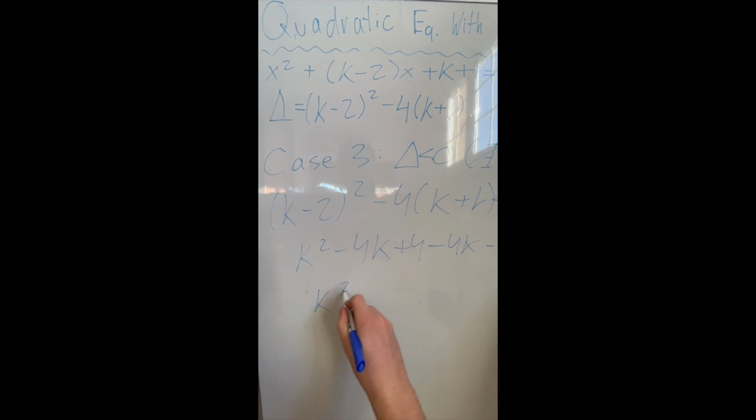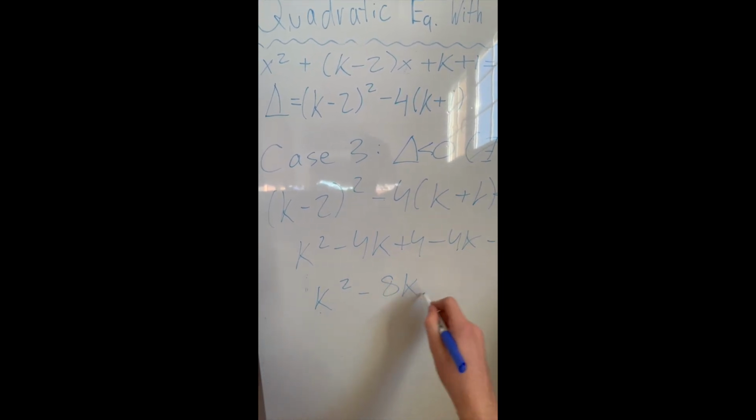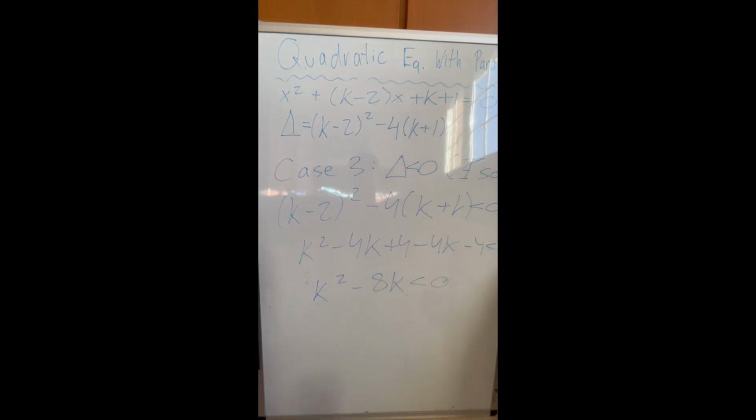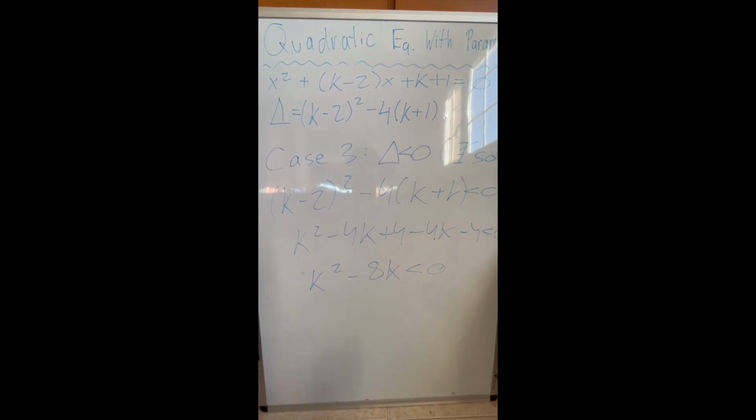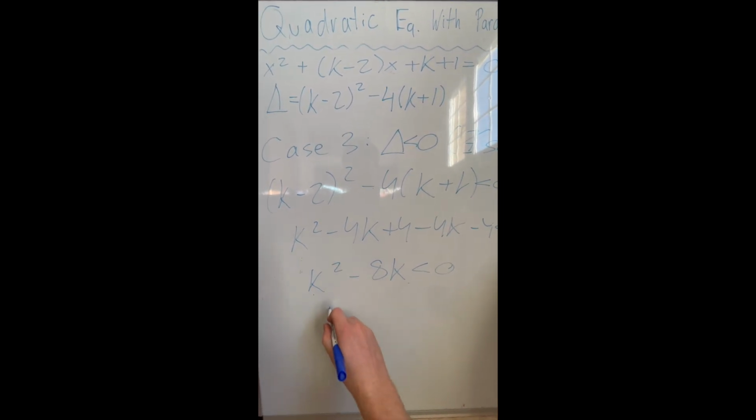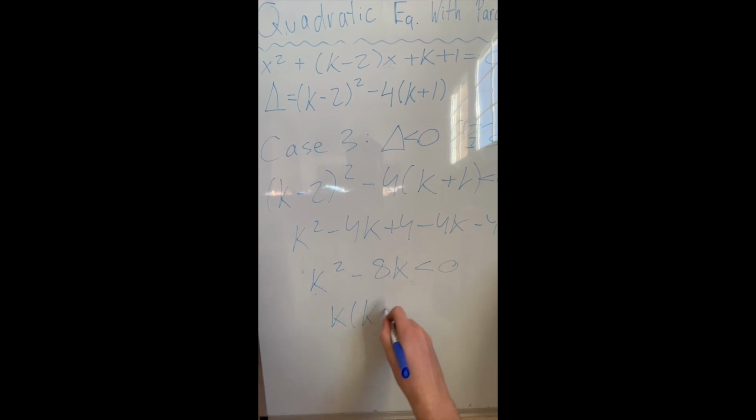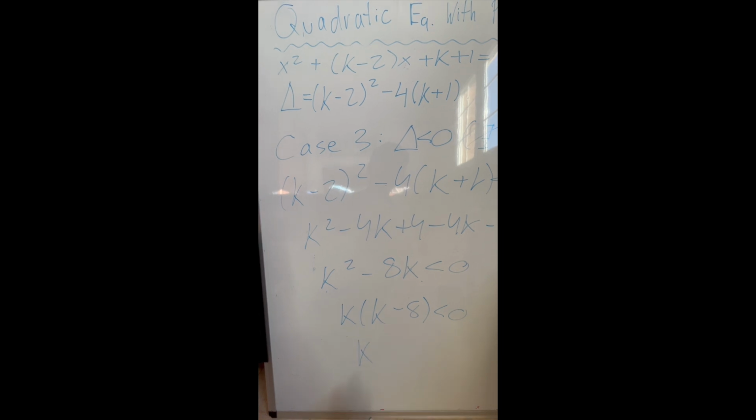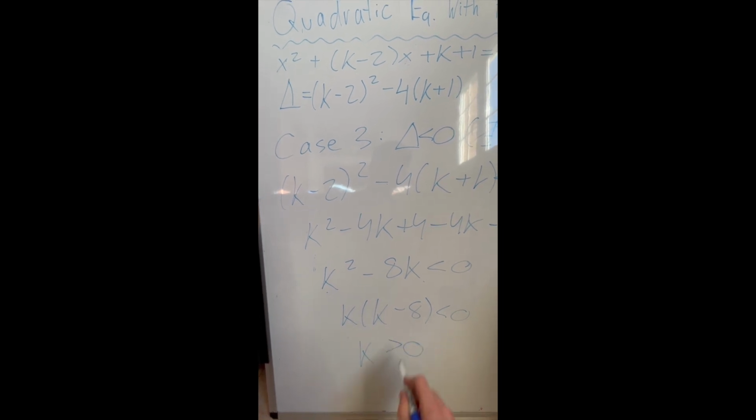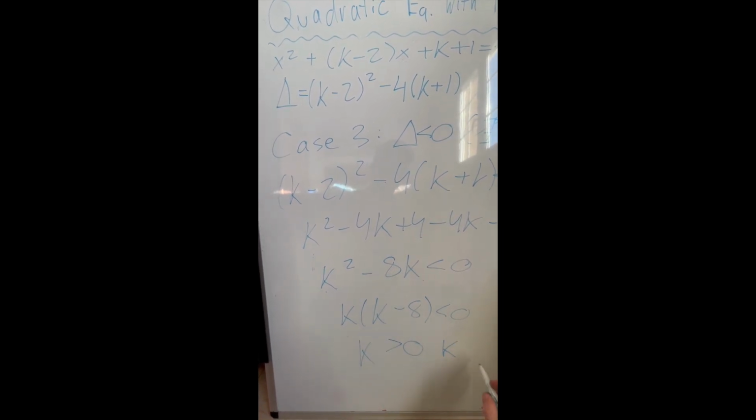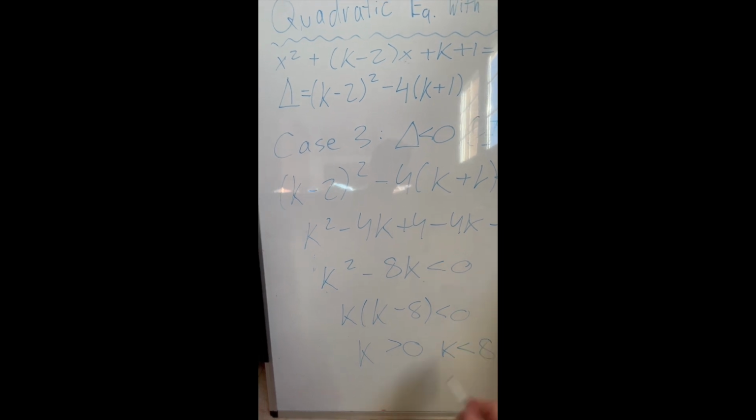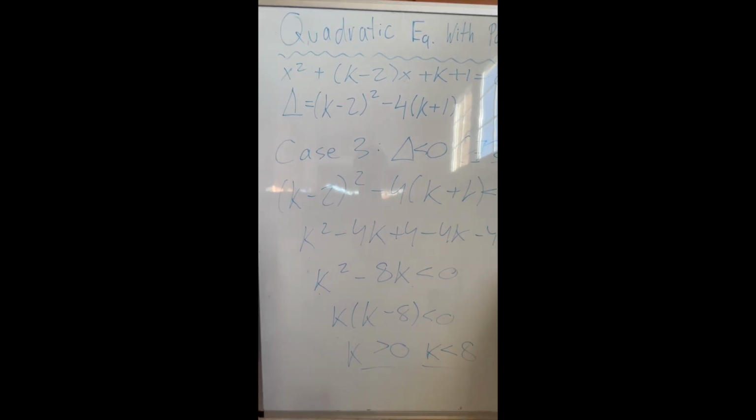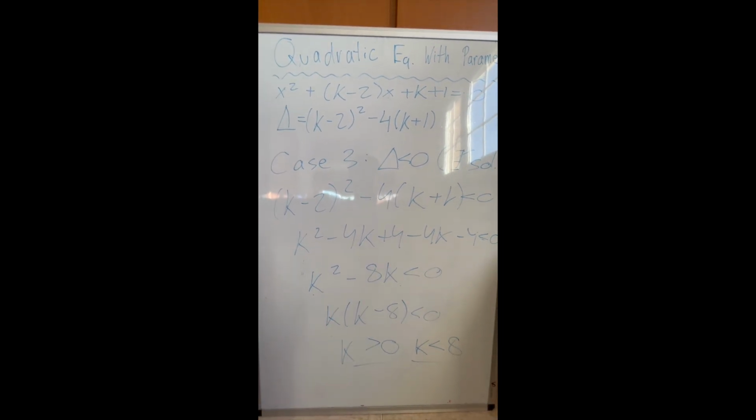So k squared minus 8k smaller than 0. And it is basically the same answer that we had in case 1, but inverted. k times (k minus 8) smaller than 0, so k is bigger than 0 and k is smaller than 8. And these values of k will give us no solution for the equation and for x.